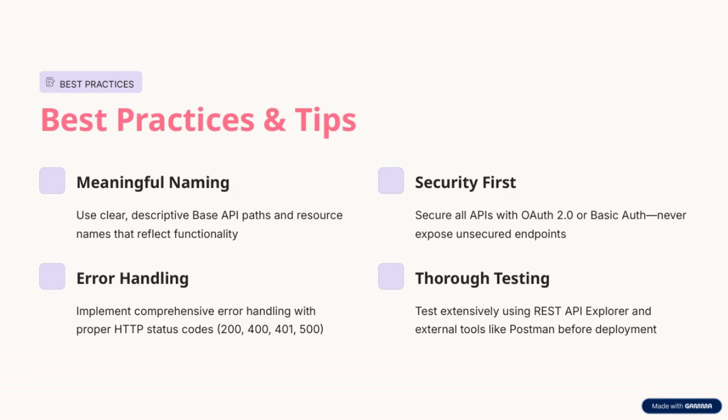Finally, use meaningful naming for your API paths and resource names. Clear, descriptive names that reflect the functionality make your API more intuitive and easier to maintain. When all these best practices come together, they create a robust, secure, and user-friendly API that aligns with the overall goal of delivering reliable services.